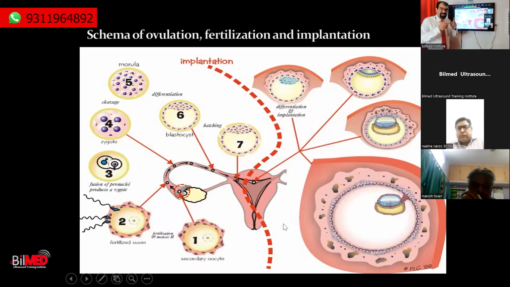Now, what will be the day? Try to understand. What will be the day when it will be thrown out? So that will be approximately the 24th day, maybe the 25th day. Now, whenever it is shed out, it is thrown out, the patient is bleeding. Now, the patient is not aware that there is a blastocyst which has not got implanted.